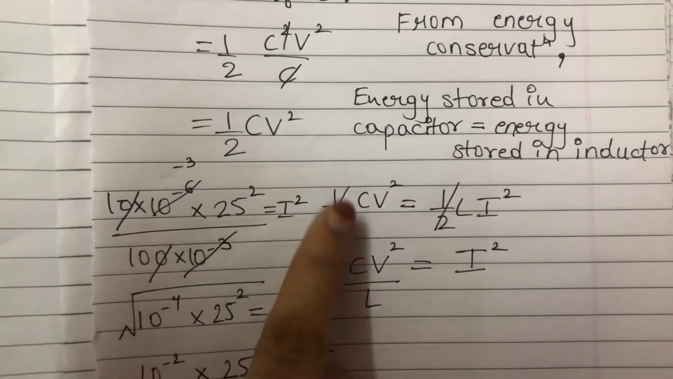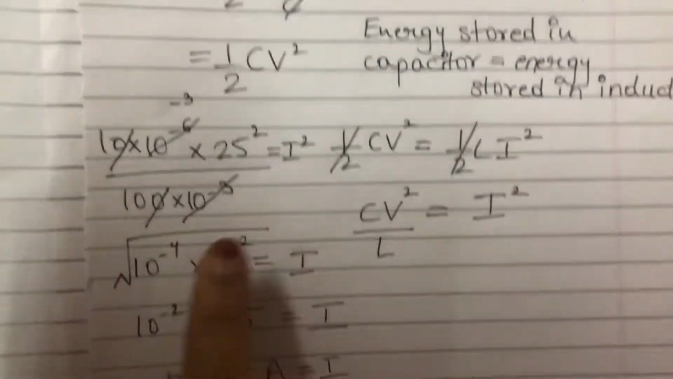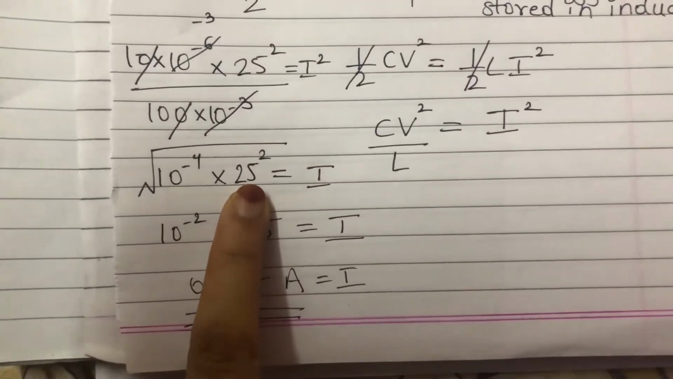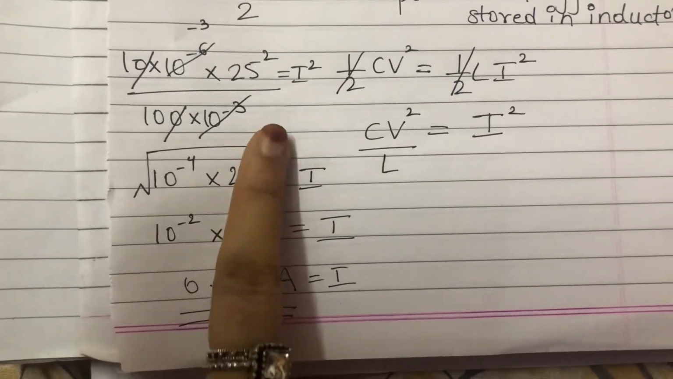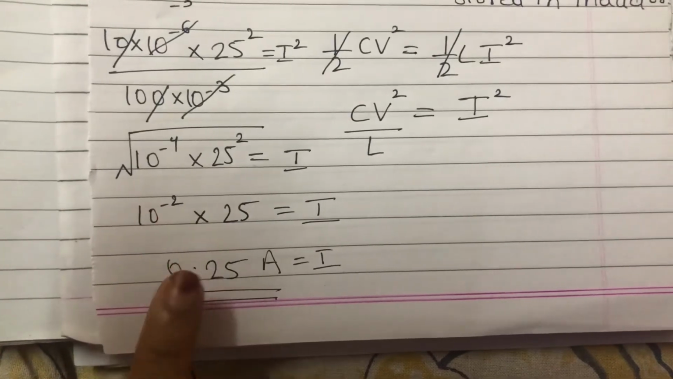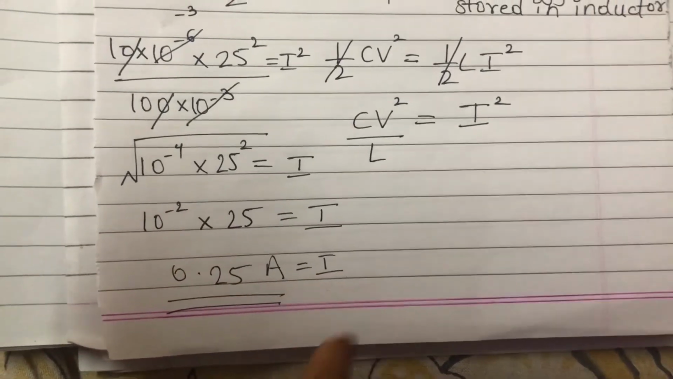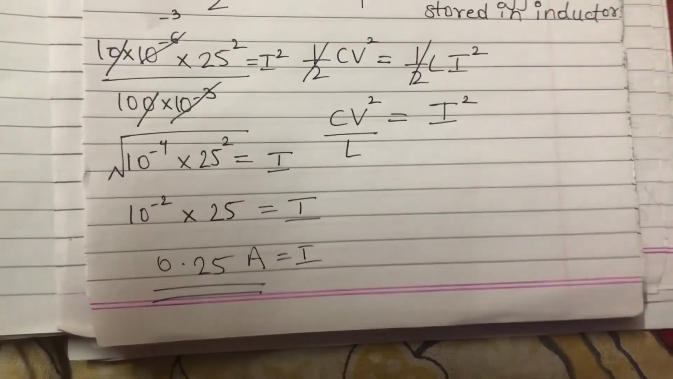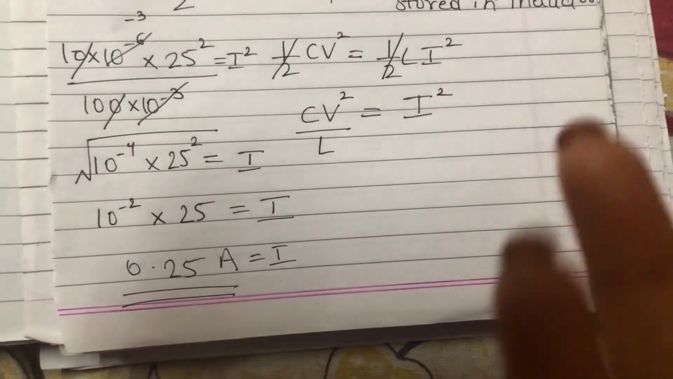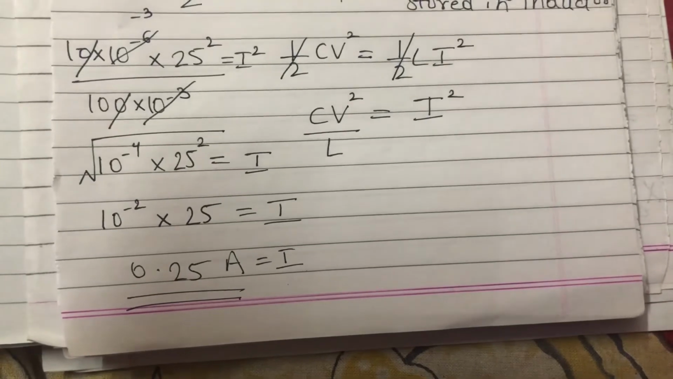On the left hand side, if we take the square, it becomes square root. 10 raised to minus 4, its square root is 10 raised to minus 2. 25 squared, its square root is 25. So 25 into 10 raised to minus 2 is 0.25 ampere. This is the amount of maximum current in the coil performing LC oscillations.